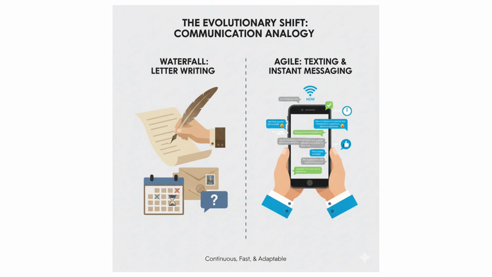The evolutionary shift. Think of this shift like the evolution of communication. Waterfall is like writing letters and waiting weeks for a reply. Agile is like texting or instant messaging, continuous, fast, and adaptable. Organizations that embraced Agile were able to respond to change, deliver value earlier, and satisfy customers better.